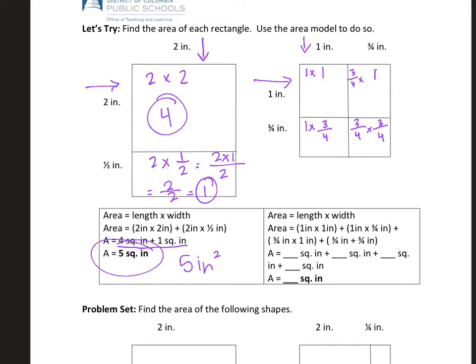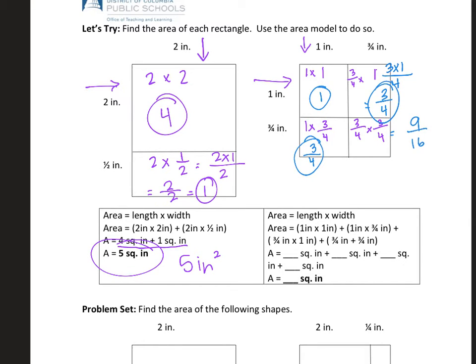Okay? So 1 times 1 is 1. That's my first partial product. 3/4 times 1. If I just think, okay, 3 times 1 over 4, that's still going to give me 3/4. Now I have 1 times 3/4, so again, that's going to give me 3/4. And then I have 3/4 times 3/4. So 3 times 3 is 9, and 4 times 4 is 16.